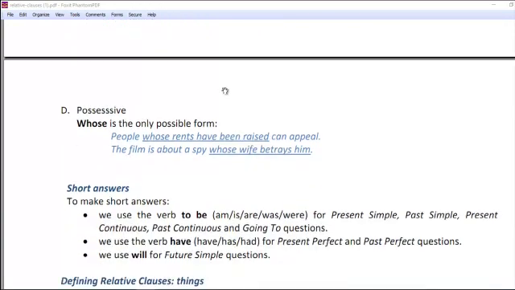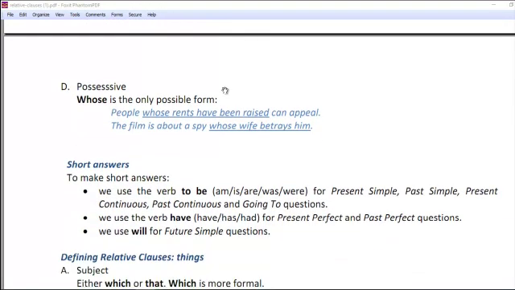Point number D. For a possessor, we can use whose, which is the only possible form. Like, people whose rents have been raised can appeal. Example number 2. The film is about a spy whose wife betrayed him. So we are going to use whose as a possessor.